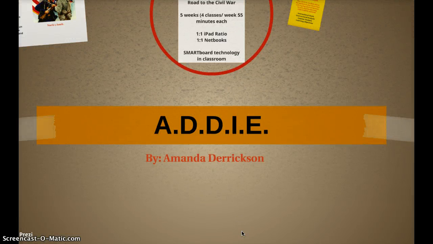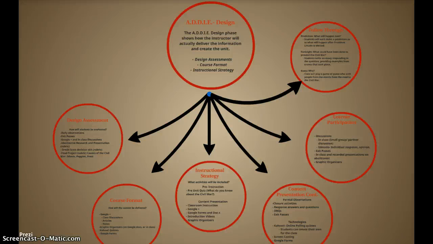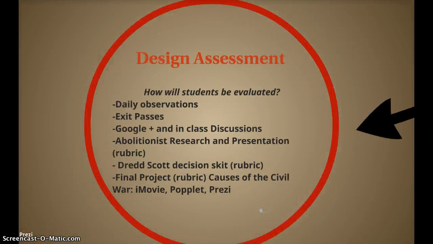Now we are on to our next part of the A.D.D.I.E model, which is the design phase. The design phase is made up of 3 parts. You have to design the assessments, decide the course format, and then provide an instructional strategy. We are going to start with designing assessments. So the students will be evaluated in multiple ways.